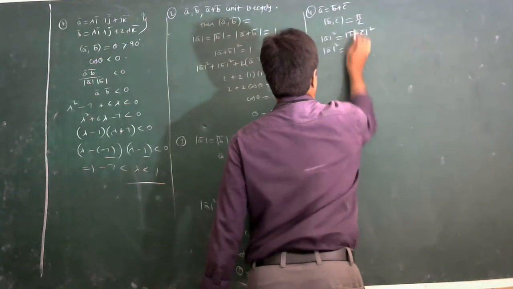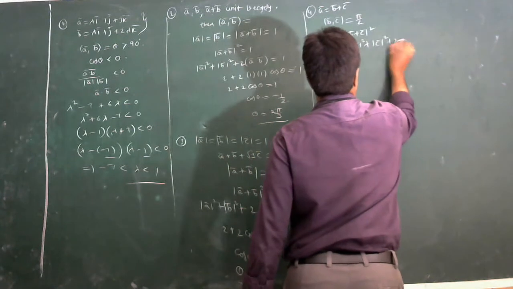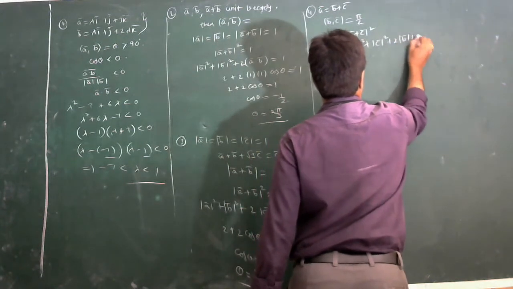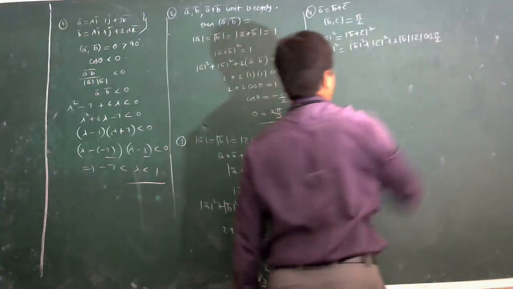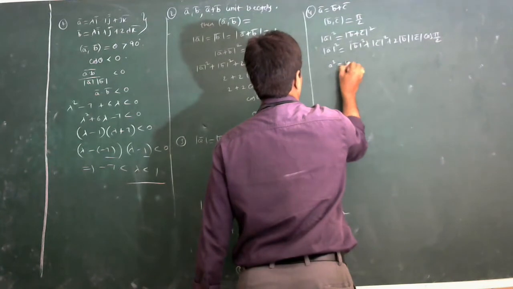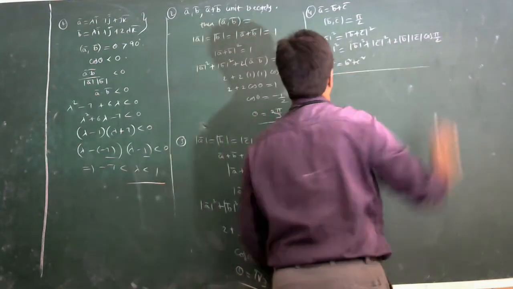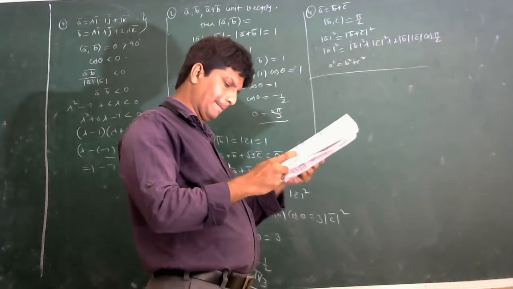Apply the formula. This is mod B bar square plus mod C bar square plus 2 into B dot C, which means mod B bar mod C bar cos theta. Theta is the angle between B bar and C bar. Already it is given 90. Cos 90 is 0. This whole thing is 0. So obviously the answer is what? A square equal to B square plus C square. This is the condition between A bar, B bar and C bar.